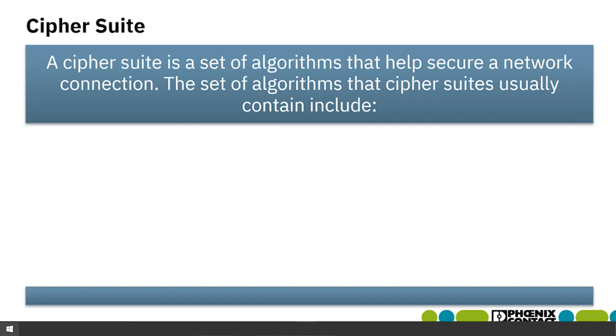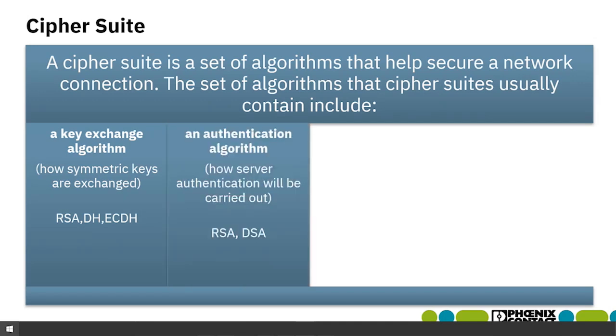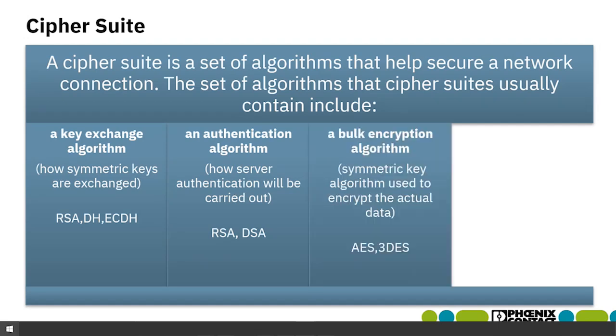So what is part of a cipher suite? First of all, a key exchange algorithm. This is for the symmetric key exchange, and the letters here are some very common protocols in that range. Then we have an authentication algorithm. This is for the asymmetric key exchange. Then there's something called a bulk encryption algorithm. This is a symmetric key to really encrypt the actual data.